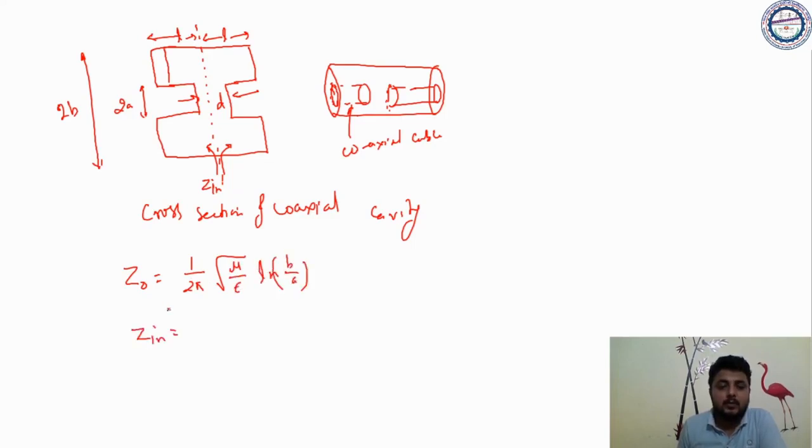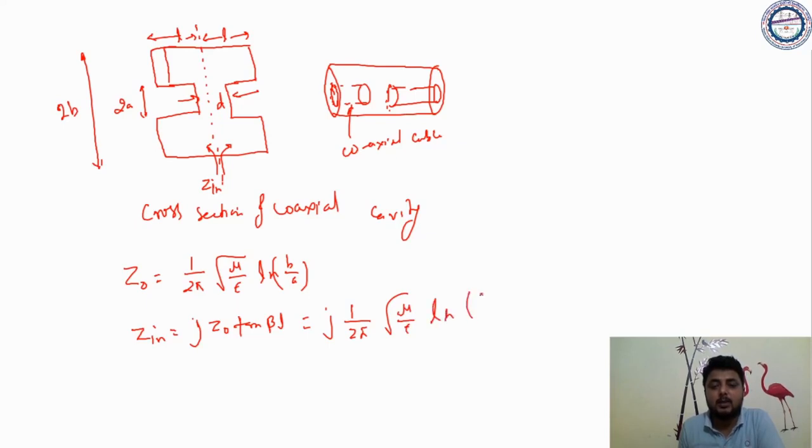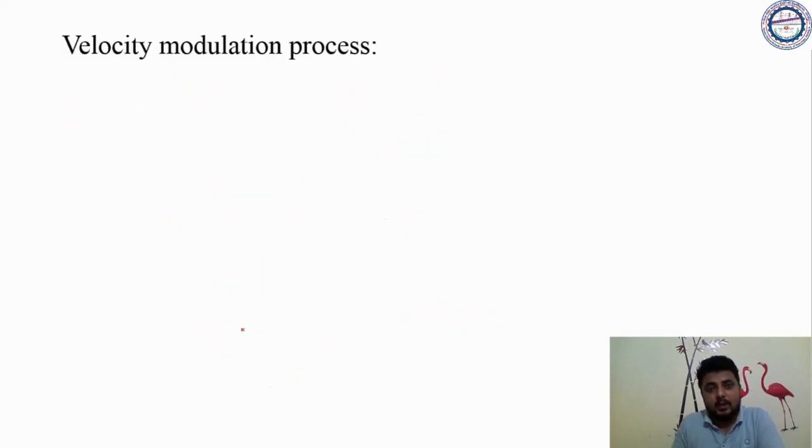Now the input impedance of each shorted coaxial line will be J Z0 tan beta L. So this can be written as J into 1 upon 2 pi square root of mu by epsilon ln b by a. So by solving for L and C, we can find the resonant frequency FR also. FR can be found out using L and C. Now next we have the velocity modulation process.